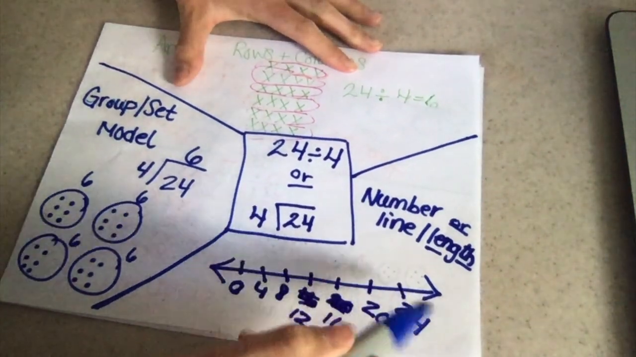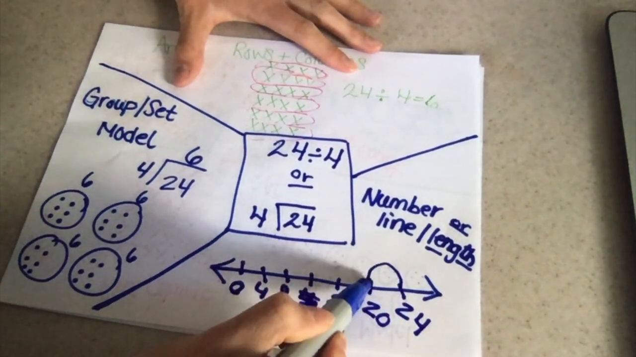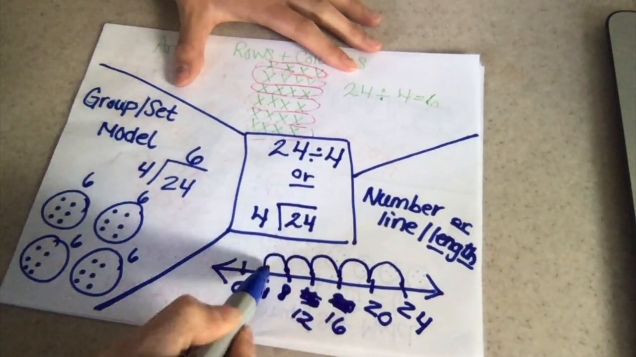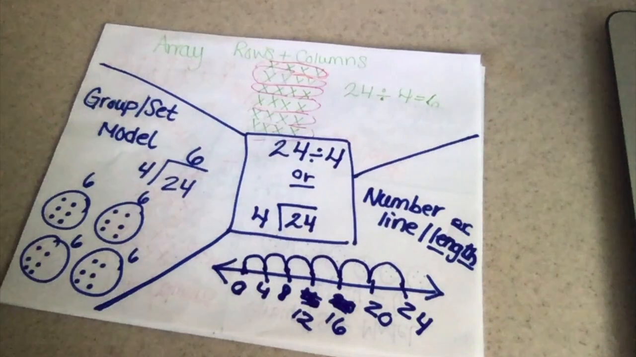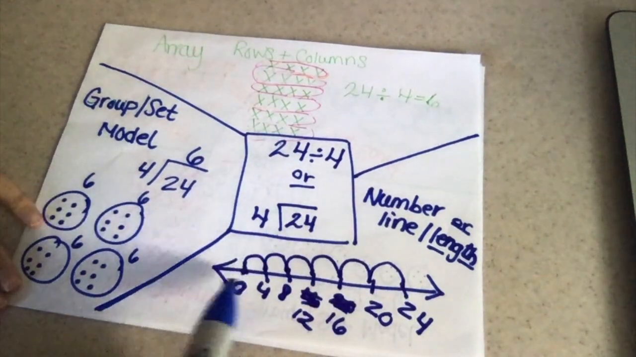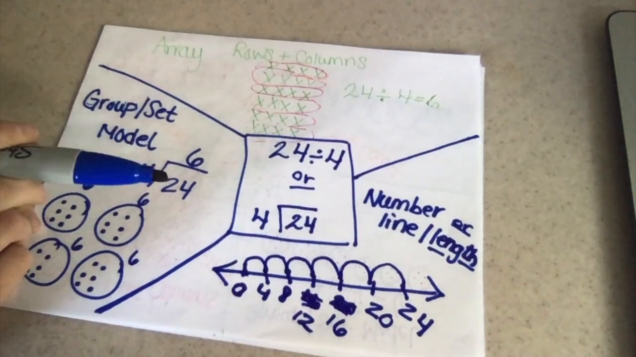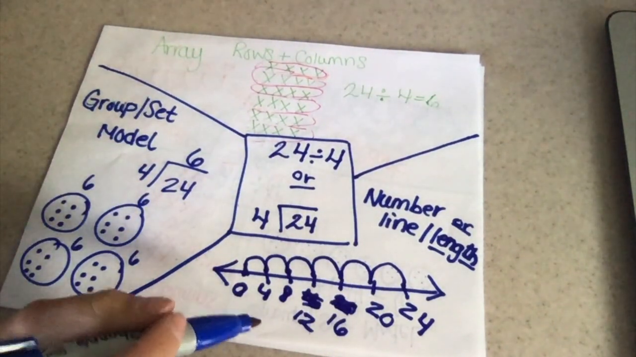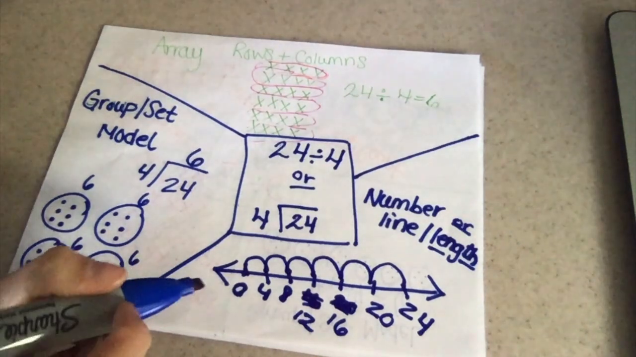Now what I do is I start at 24 and I just hop back. 1, 2, 3, 4, 5, 6. And you will see that it takes 6 hops of 4 to get to 24. Okay, so the number line or length model is the 3rd strategy that you can use for multiplication and division.